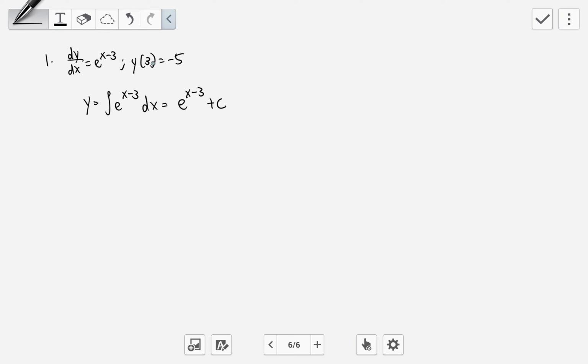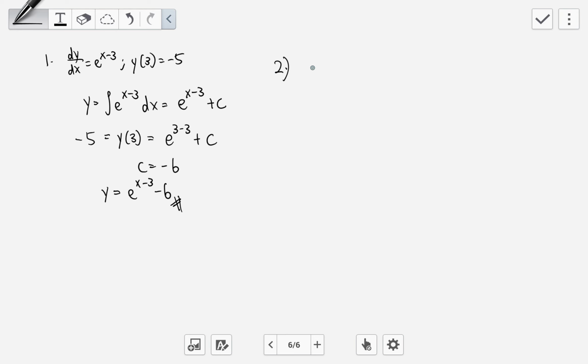And because y(3) equals minus 5, this means that y in this case is a function, must treat it as a function. So y(3) equals minus 5, and on the other hand equals e^(3-3) plus c. e^0 is 1, so c equals, bringing 1 over, minus 6. So the particular solution is y equals e^(x-3) minus 6. That's the answer.